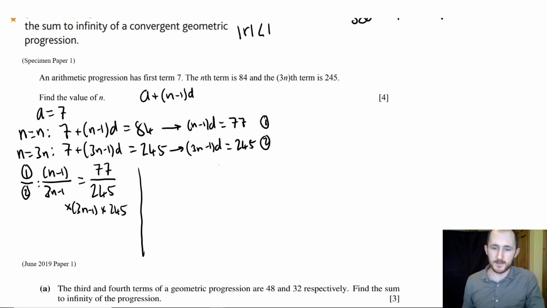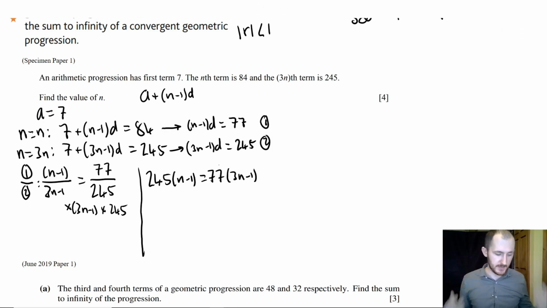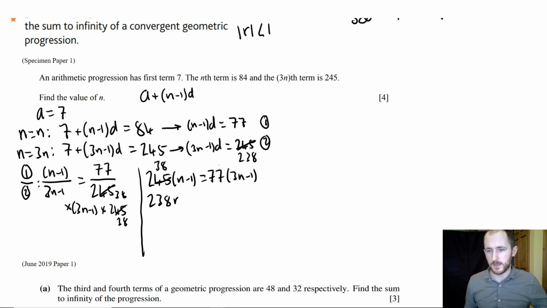So on the left hand side, we're going to have 245 times n minus 1. And on the right hand side, we're going to have 77 times 3n minus 1. And then from here, it's a linear equation. You just need to expand and simplify. I didn't actually do the subtraction there. That should be 238. Okay, so we have 238n minus 238 equals 77 times 3 is 231.